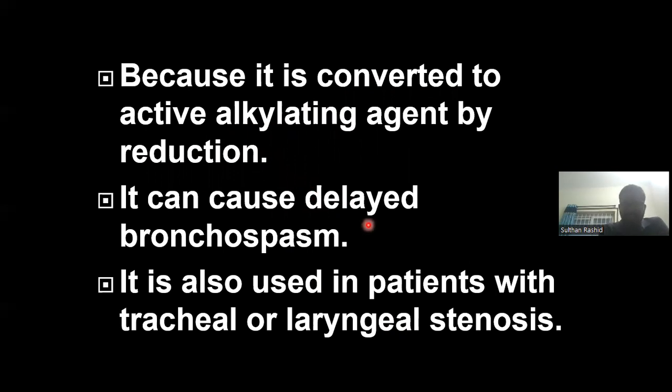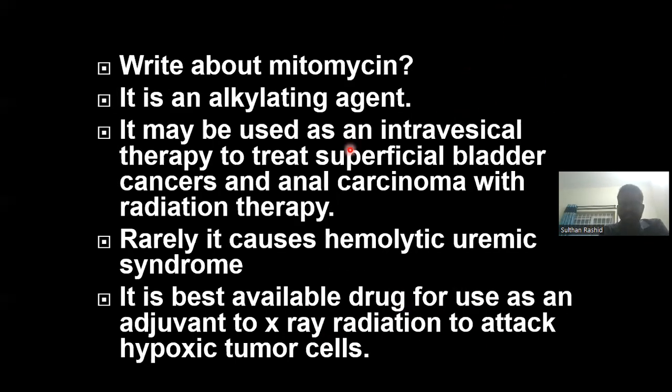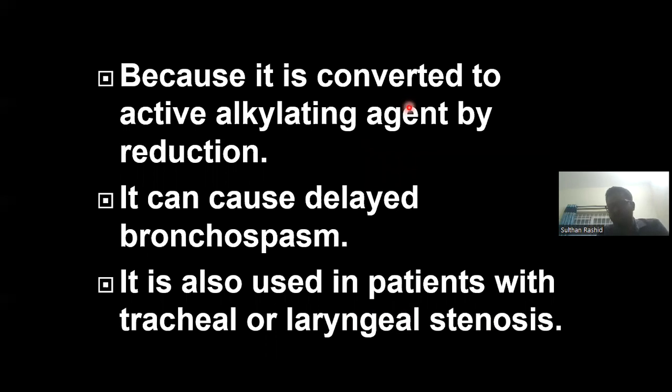Another important side effect is it can cause delayed bronchospasm, bronchoconstriction. Another important use is in patients with tracheal or laryngeal stenosis. So these are the things with mitomycin. It is an alkylating agent. We can use it for intravesical therapy to treat bladder cancer. We can also give it for anal carcinoma along with radiation therapy. Rarely it can cause hemolytic uremic syndrome, and it is used as an adjuvant to X-ray to attack hypoxic tumor cells, and it is converted to an alkylating agent by the process called reduction. It can cause delayed bronchospasm. Particularly, it is used in patients with tracheal or laryngeal stenosis.